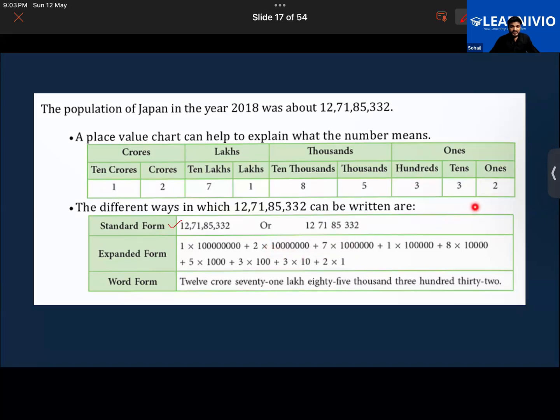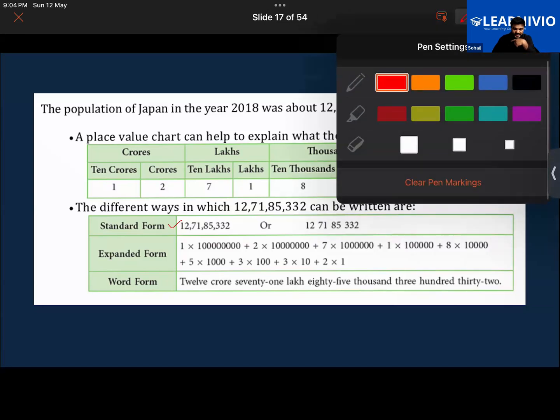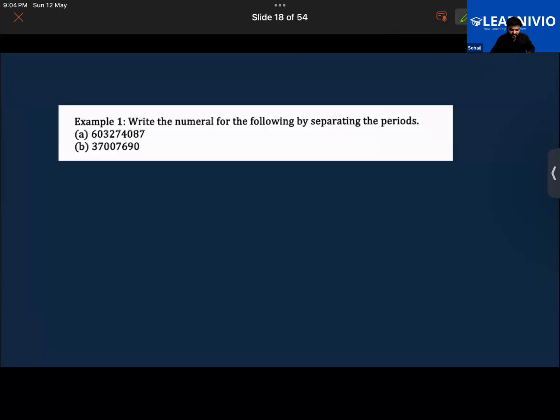Talking about the ones place value, 2 is occupying the ones place. So you simply write the digit and write the place value it is occupying, that is 1. So this is the expanded form, and this is the word form of the number. Getting it, guys? Let's do a similar exercise for a number, then we'll be proceeding further.